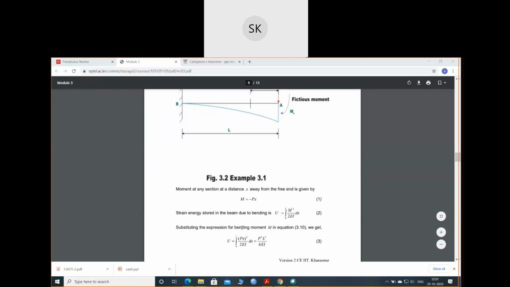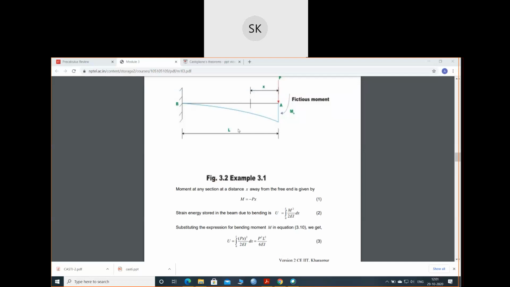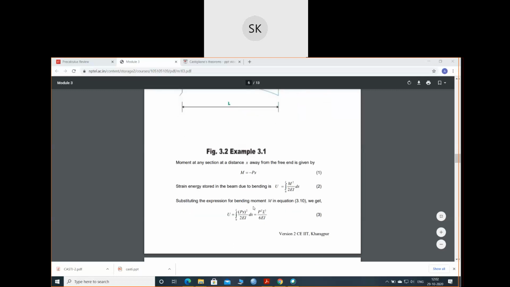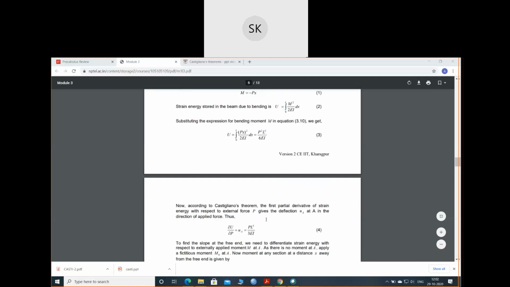So substituting the expression for bending moment in equation 3. Okay, it is like the same slope and deflection numericals we have studied earlier, right? So first you need to find the moment equation for this beam, and now you have to replace that moment equation in the strain energy equation. So the strain energy equation due to bending is this one. I have replaced the M value here by minus Px, and then I have integrated this from 0 to L. So after integrating, I'm getting U as P squared L cubed by 6EI.